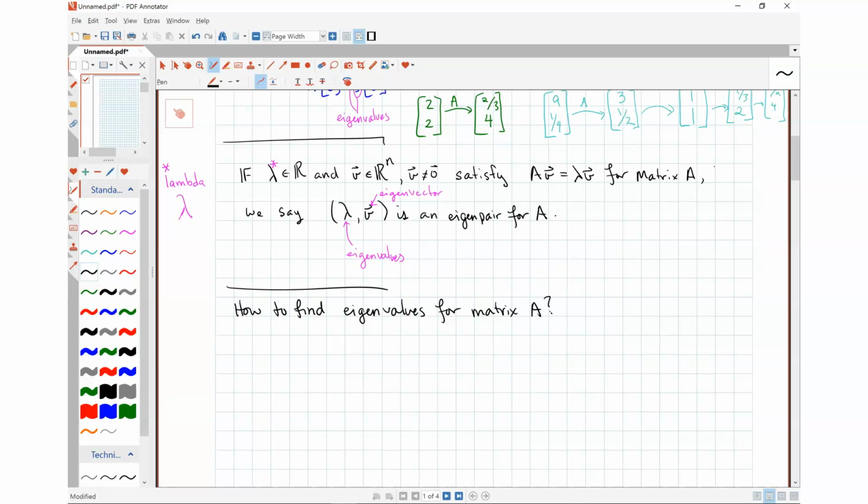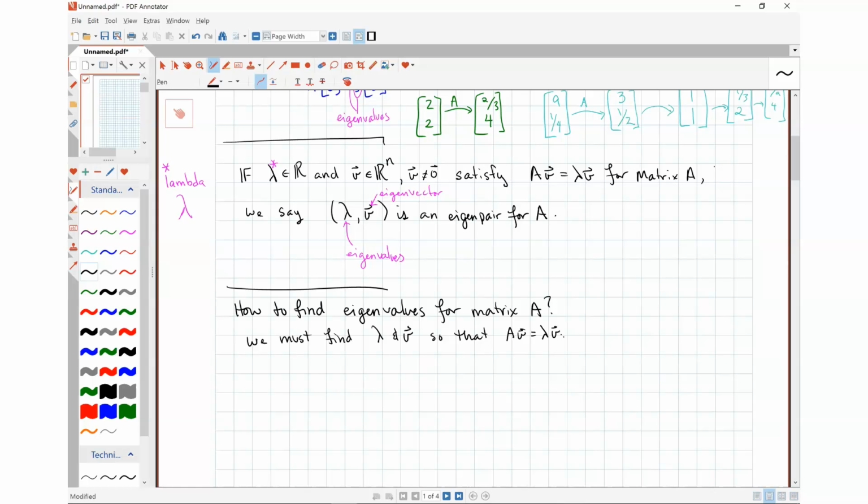Well, if matrix A has eigenvalues and eigenvectors, that means that it has some pair, lambda and V, so that this equation has some way of satisfying it, right? There's a lambda and there's a non-zero vector V. So that's what we got to hunt for. So we must find lambda and V so that AV is equal to lambda V.